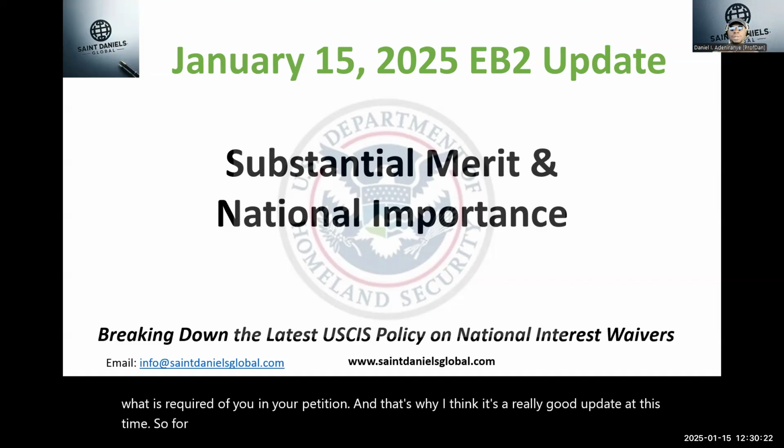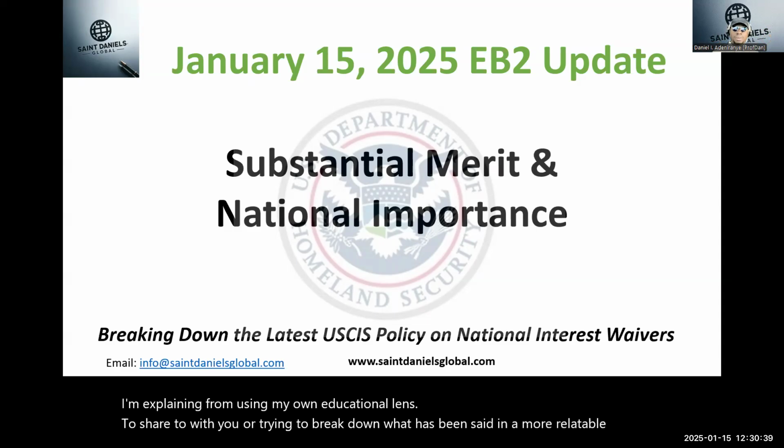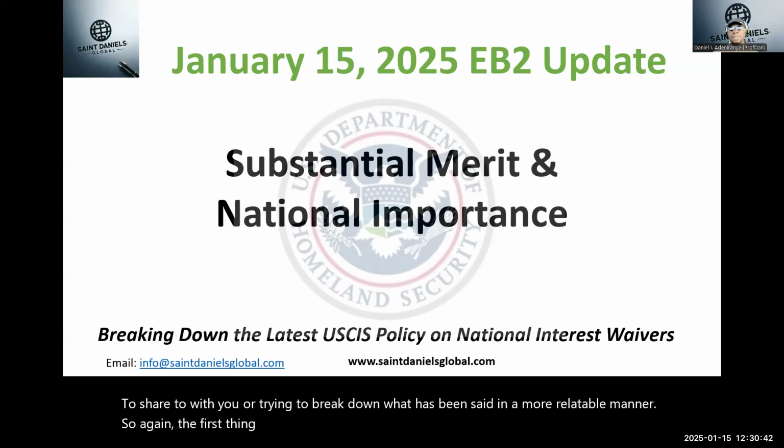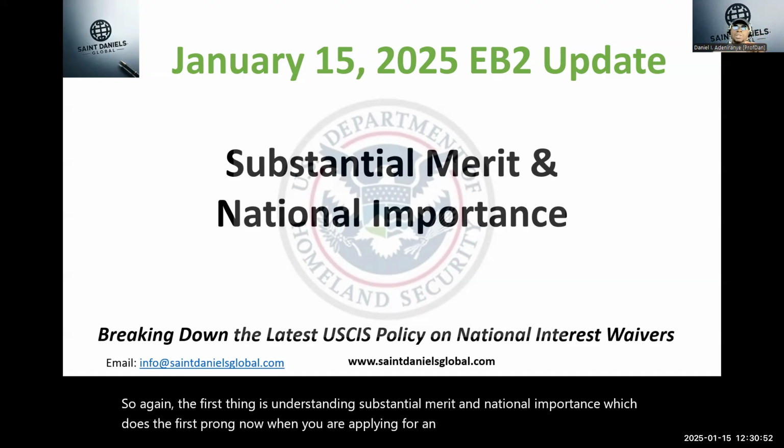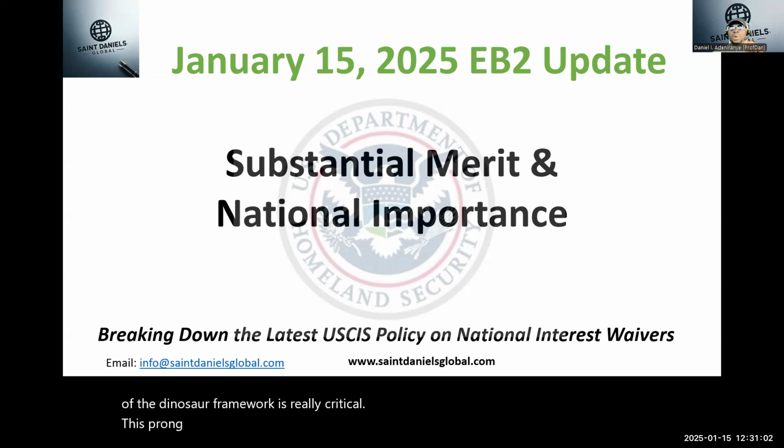For me, all I'm doing is explaining from my own educational lens, trying to break down what has been said in a more relatable manner. So again, the first thing is understanding substantial merit and national importance, which is the first prong. Now, when you are applying for an EB2 national interest waiver, the first prong of the Dhanasar framework is really critical. This prong assesses whether your proposed endeavor demonstrates substantial merit, that's one.